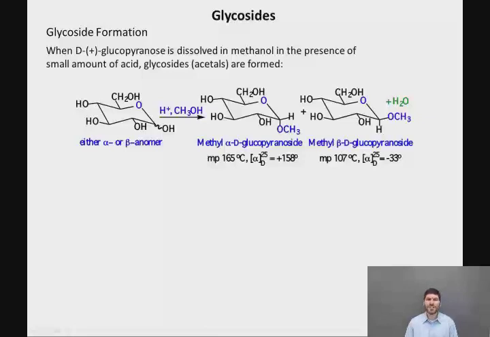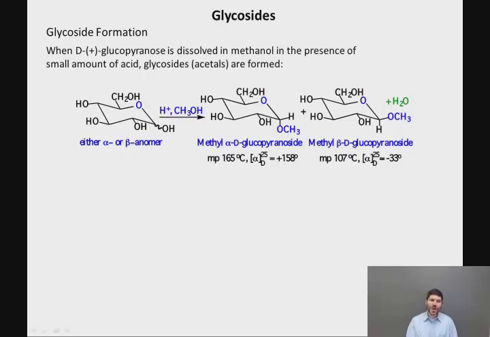To prepare us for a discussion of disaccharides, we now explore the concept of glycosides and glycoside bonds. The way you get glycosides is if you take a pyranose form of glucose, just as we have seen in the last several lessons, and dissolve it in methanol. This will give us the simple methyl glycoside in the presence of a small amount of acid. And a glycoside is an acetal rather than a hemiacetal.